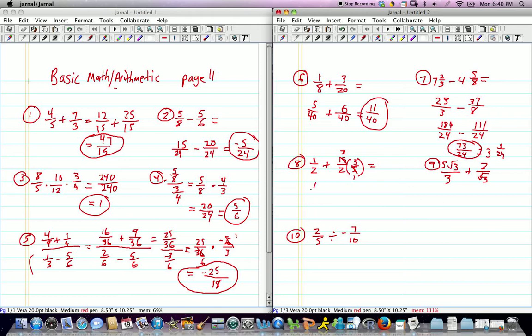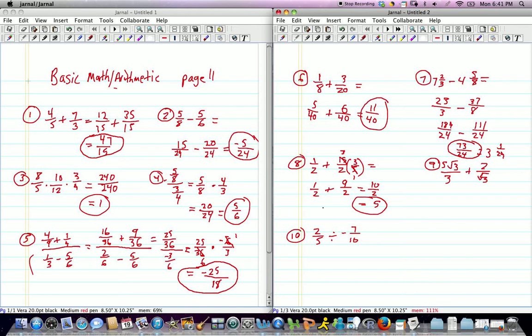And now I keep the original 1/2, I keep the plus, and now I multiply these across. So 3 times 3 gives me 9, 2 times 1 gives me 2. Now, lucky for me, I have a problem with the same denominator, 2's, so I just add the tops and I get 10 over 2, which I can reduce to just 5, because 10 divided by 2 is 5.